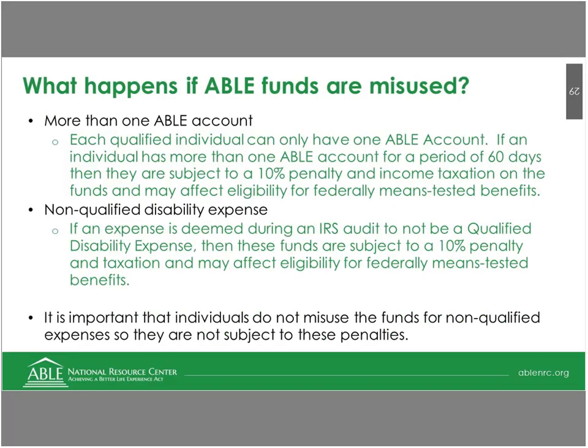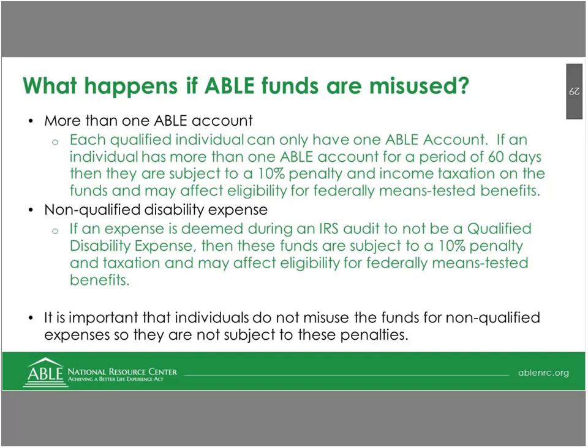As we were talking about, misuse of ABLE funds. What happens if ABLE funds are misused? So number one, hypothetically, if a person were able to have more than one ABLE account, which you are not allowed to have, you're only allowed one ABLE account per beneficiary. So if I open up an ABLE account in Virginia, I can't then go and open up another ABLE account in Ohio. That's not allowed. You can only have one. Each qualified individual, again, can only have one ABLE account.